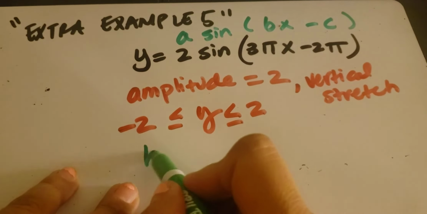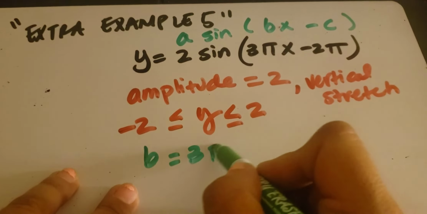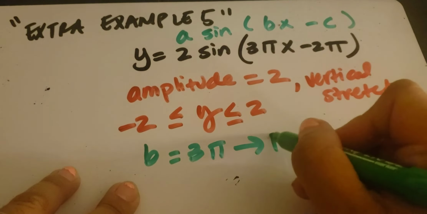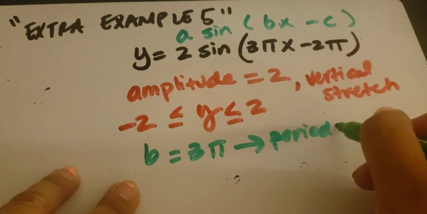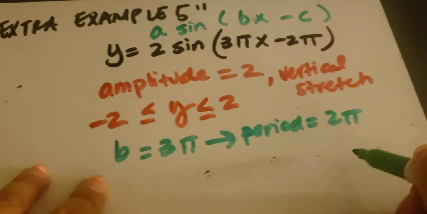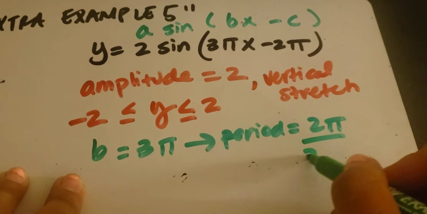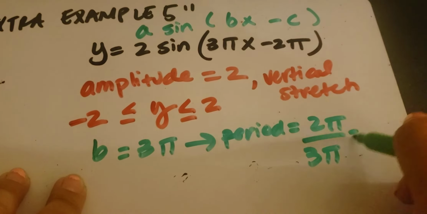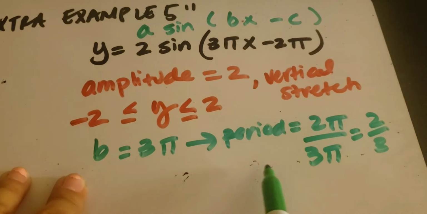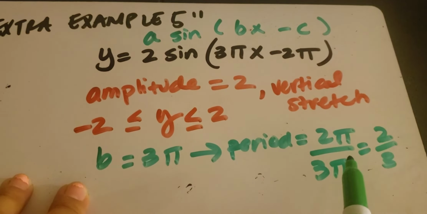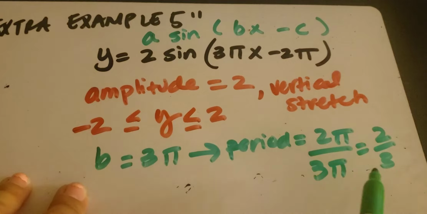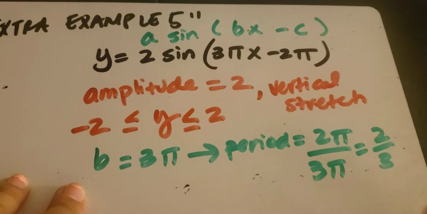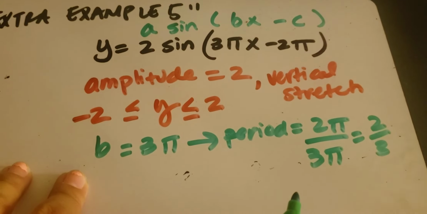Your b is 3 pi, and that will help us find our period. So our period is 2 pi over b, and in this case, our b is 3 pi. If you simplify this, you just get 2/3. So our period is 2/3. I know this is going to look funny, but they're not asking us to graph. So there we go, 2/3.